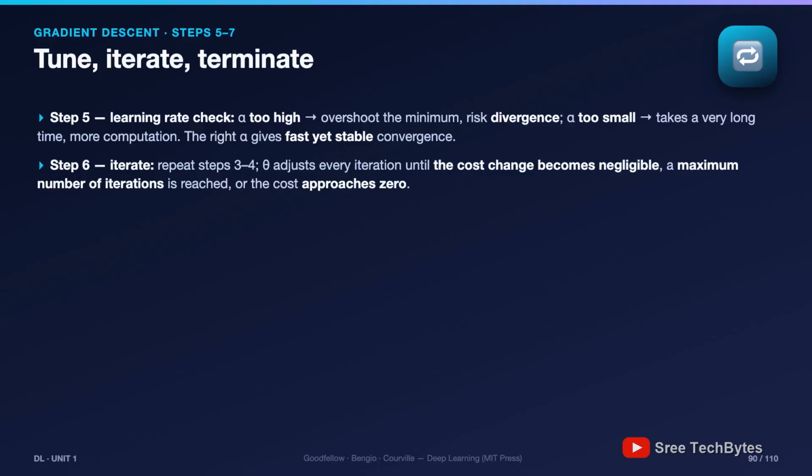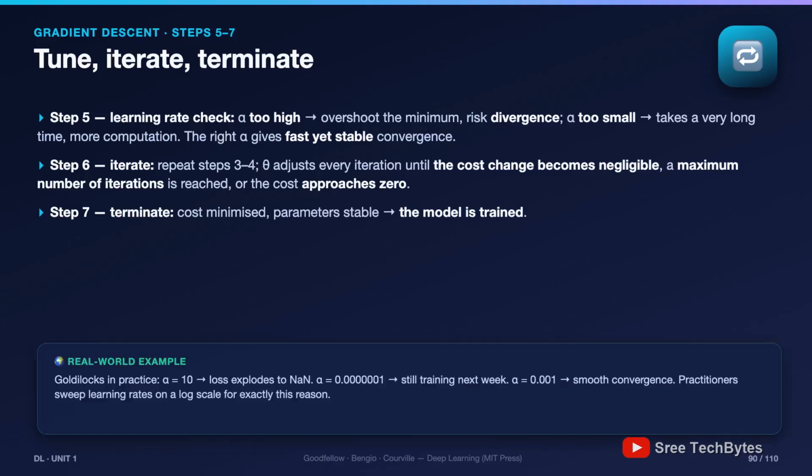Step 6, iterate. Repeat the compute gradient, take step cycle. Stop when any of 3 conditions hits: the cost change becomes negligible, you reach the maximum number of iterations, or the cost approaches 0. Those 3 stopping criteria make a tidy exam list, by the way. Step 7, terminate. Cost minimized, parameters stable, the model is trained. One vocabulary note to bank: one full pass through the training dataset is called an epoch. When someone says they trained for 50 epochs, the model saw the entire dataset 50 times. You'll hear that word in every deep learning conversation for the rest of your career.